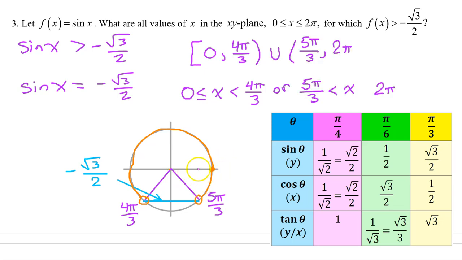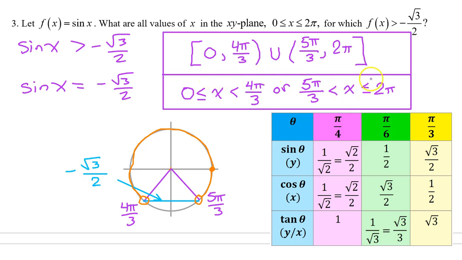Be careful, should the angle 2 pi be included in the solution set? Well, at 2 pi, the vertical displacement is above negative radical 3 over 2, and that is what we are looking for. So 2 pi is a solution, and in interval notation, we will show that using a bracket. As an inequality, we will show that 2 pi is included by putting a less than or equal to sign. Here are all the angles where the vertical displacement, and thus the sine function, is greater than negative radical 3 over 2.